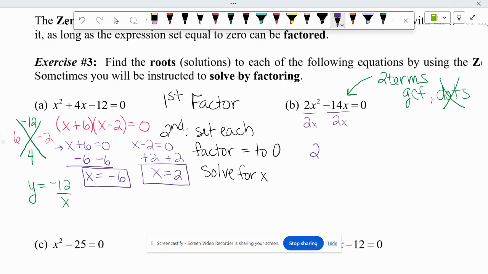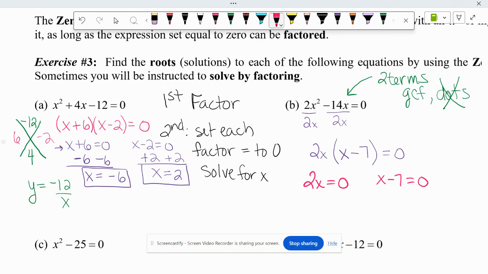So when I take my 2x out, what do I have left? Well, 2x squared divided by 2x is x, and negative 14x divided by 2x is negative 7. So 2x times x minus 7 equals 0. So that means that either my first factor 2x equals 0, or my second factor, x minus 7 equals 0, or both, right? That's what the zero product law says.